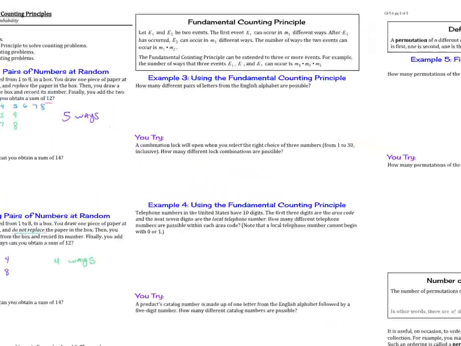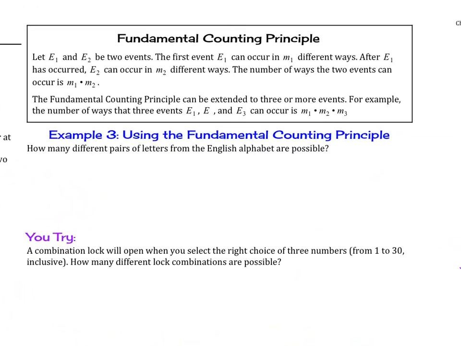So let's take a look at the fundamental counting principle. Let E1 and E2 be 2 events. The first event, E1, can occur in M1 ways. After E1 has occurred, E2 can occur in M2 different ways. The number of ways the 2 events can occur is M1 times M2. And then the fundamental counting principle can be extended to 3 or more events. For example, the number of ways that 3 events, E1, E2, and E3 can occur is M1 times M2 times M3.